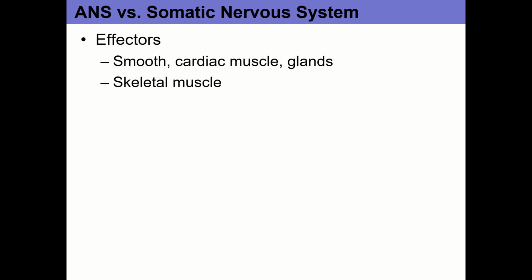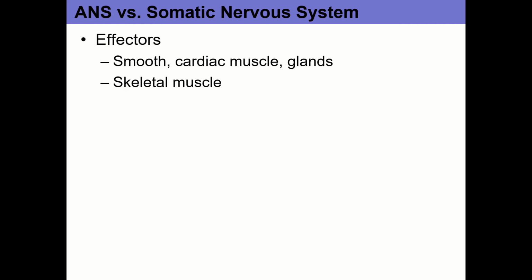But left to its own devices, that SA node is going to depolarize about 100 times per minute. And so your resting heart rate would be 100 beats per minute. But of course it's not. For most of you, it's probably around 70. The better conditioned you are, your heart rate's probably a little bit lower. Maybe for many of you, your resting heart rate's in the 60s. Or if we have any endurance athletes, maybe your resting heart rate is down in the 40s.